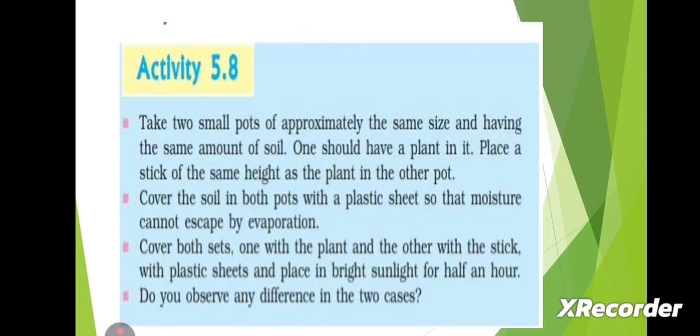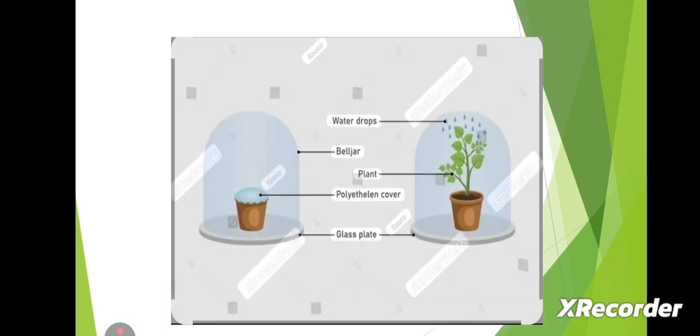Now, to understand it in detail, there is an activity in your NCERT book. Take two small pots of approximately the same size and having the same amount of soil. One should have a plant in it. Place a stick of the same height as the plant in the other pot. Cover the soil in both pots with a plastic sheet so that moisture cannot escape by evaporation. Now cover both sets, one with the plant and the other with the stick, with plastic sheets and place it in bright sunlight for half an hour. Do you observe any difference in the two cases?